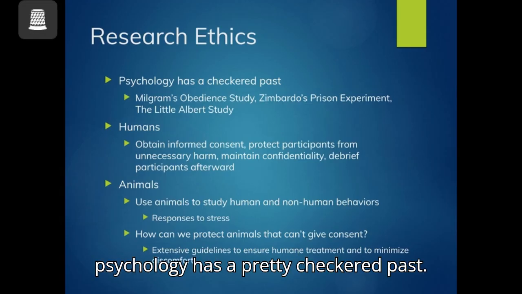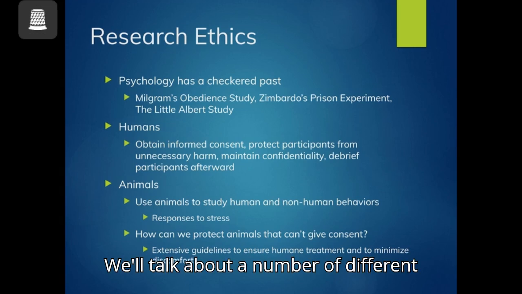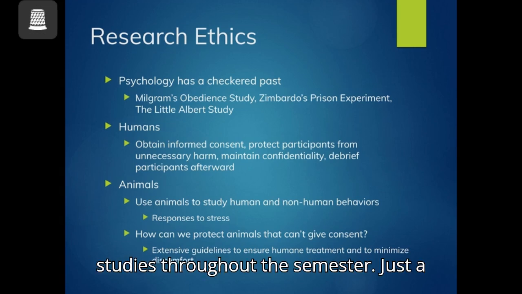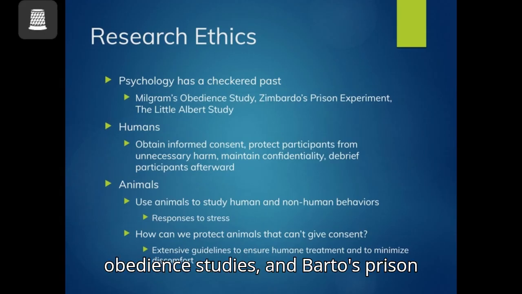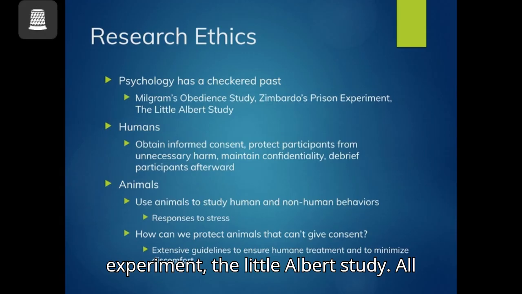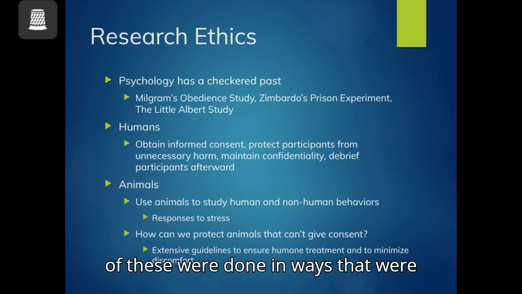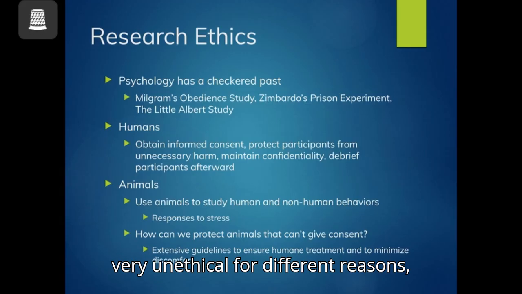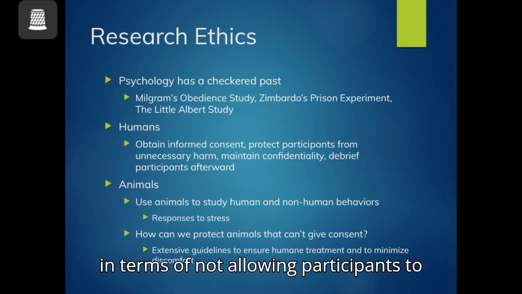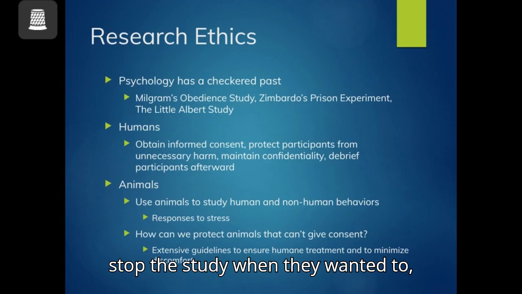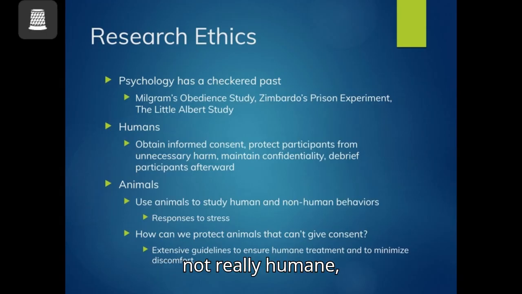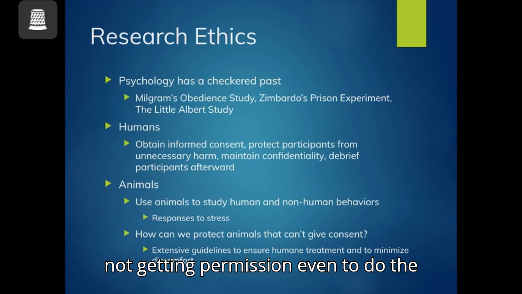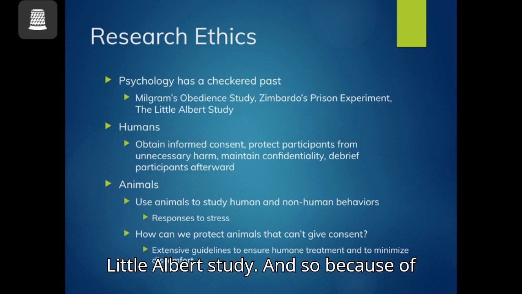Now, psychology has a pretty checkered past. We'll talk about a number of different studies throughout the semester. Just a few examples of these are Milgram's obedience studies, Zimbardo's prison experiment, the Little Albert study. All of these were done in ways that were very unethical for different reasons. In terms of not allowing participants to stop the study when they wanted to, putting them in conditions that were not really humane, not getting permission even to do the study. So we'll talk about that with the Little Albert study.